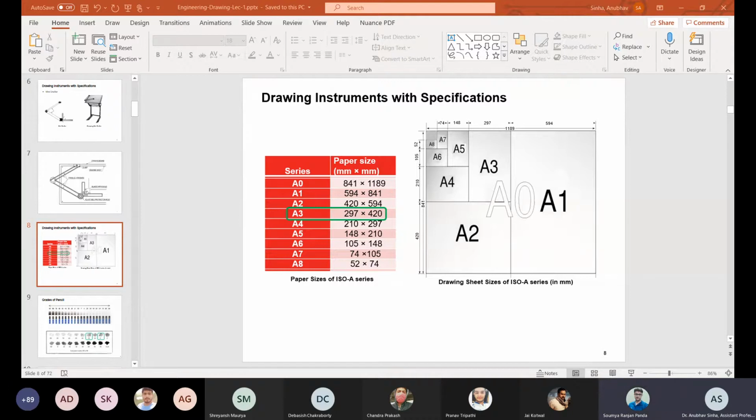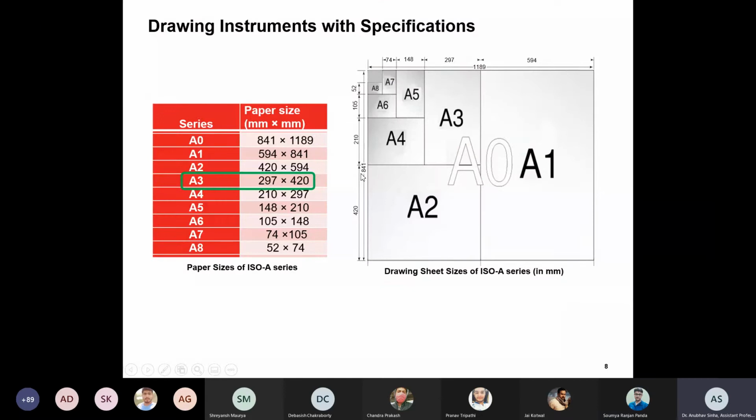Coming back, I'm presenting full screen, so I cannot see any messages or any request that comes. So A3 is what you are supposed to get as a sketchbook of this dimension. These things are just for your information and knowledge. You don't need to learn this.